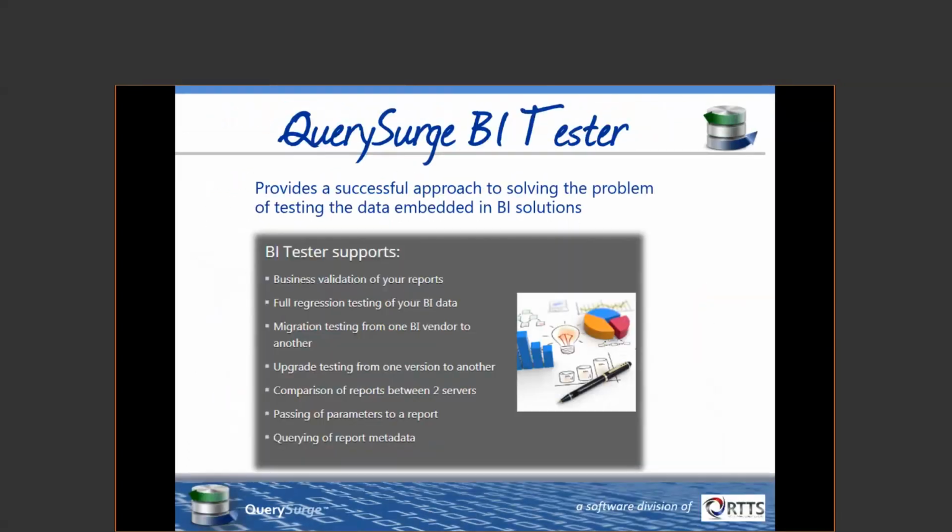So QuerySurge has a unique solution for being able to validate and test BI reports. Our drivers can hit the servers directly that are hosting the BI reports, pull the data out of the various visualizations, and then use that for your testing purposes. It allows you to do full regression testing for all your reports. It's great for testing one vendor's data display to another's. If you're doing any type of upgrading, if you need to pass parameters to check filtering on your reporting level, or even test metadata. So the QuerySurge solution has the capability of really enhancing what you're currently doing around your BI testing and to automate the entire process.